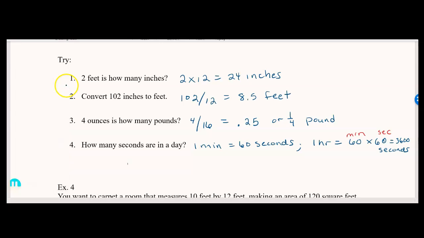That's in 1 hour. There are 24 hours in a day. So I'm going to take 24 times the 3,600 seconds, and that's going to give me 86,400 seconds. Oops, I did not spell that right. Seconds in a day. All right, so 86,400 seconds in a day.